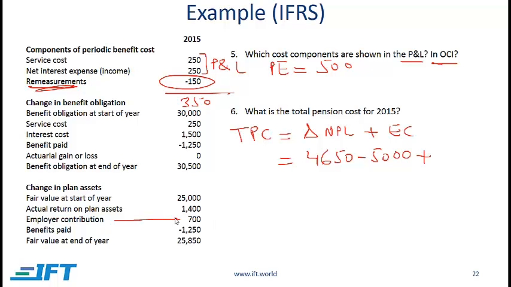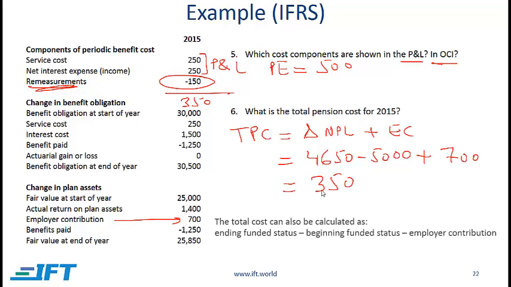That contribution is 700. So add that, and what you will get is 350. So this is the total pension cost for the period. As I discussed earlier, you can use another method also.